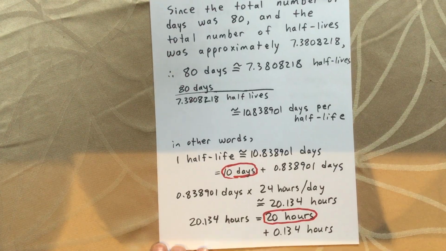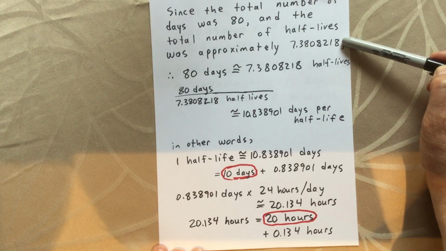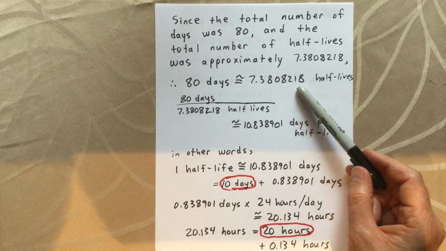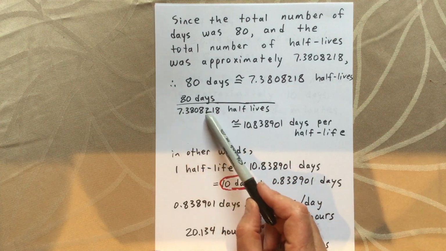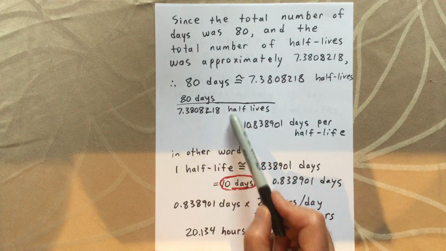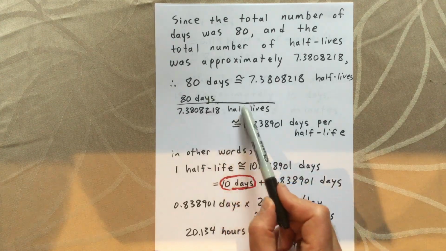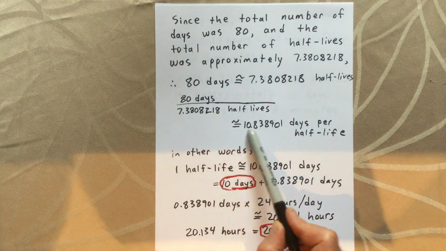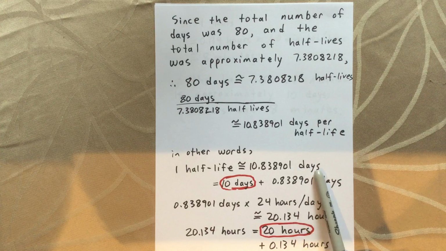So since the total number of days was 80 and the total number of half-lives was approximately 7.3808218, we can say that 80 days is approximately 7.3808218 half-lives, which means 80 days over 7.3808218 half-lives will give us the days per half-life. Days in the numerator, half-lives in the denominator, days per half-life. 80 over this is equal to 10.838901. So in other words, we know one half-life is approximately 10.838901 days.